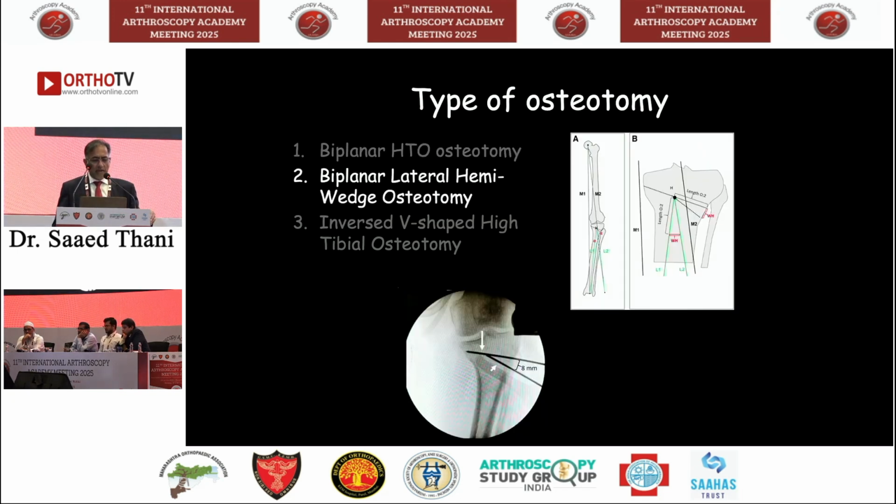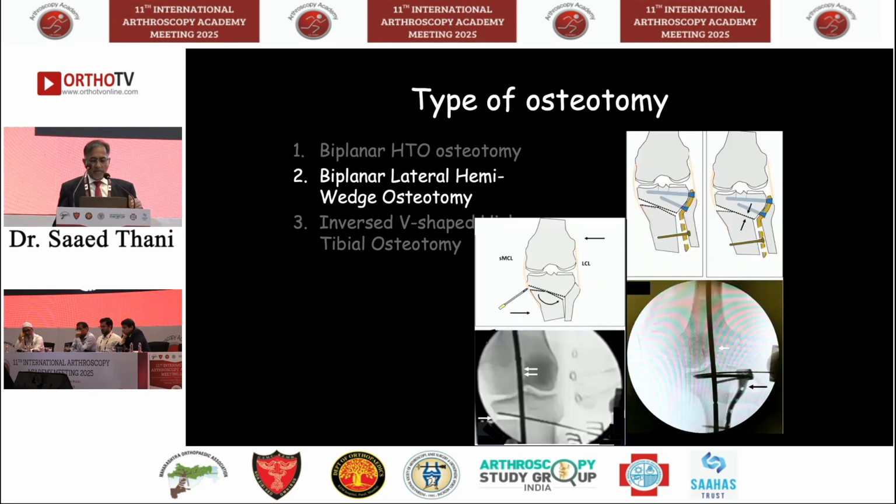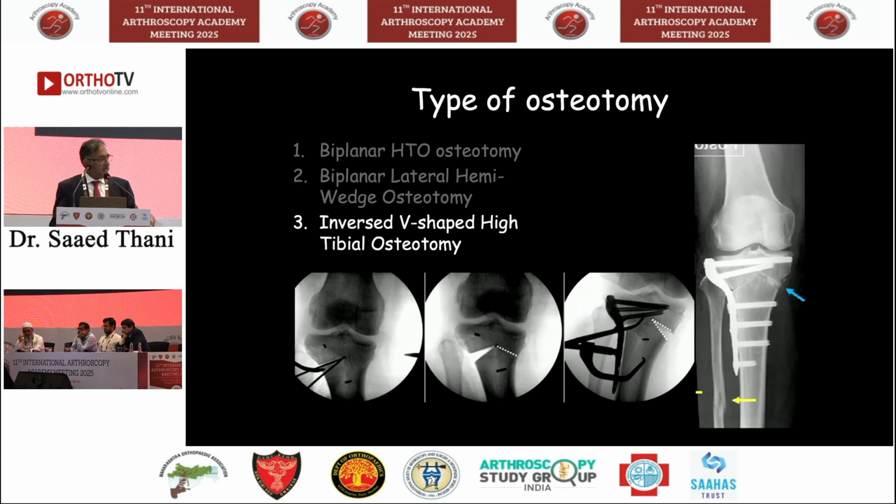Then there is a biplanar lateral hemi wedge where you plan it from the lateral side, where you cut a wedge, and then you tilt the tibia and you plate it laterally. So this is a described technique as well. And the third technique is an inverted V-shape high tibial osteotomy, where you cut from one side, take a bone wedge, and put it on the other side after you tilt the joint line. Also here, these are based on the lateral side.